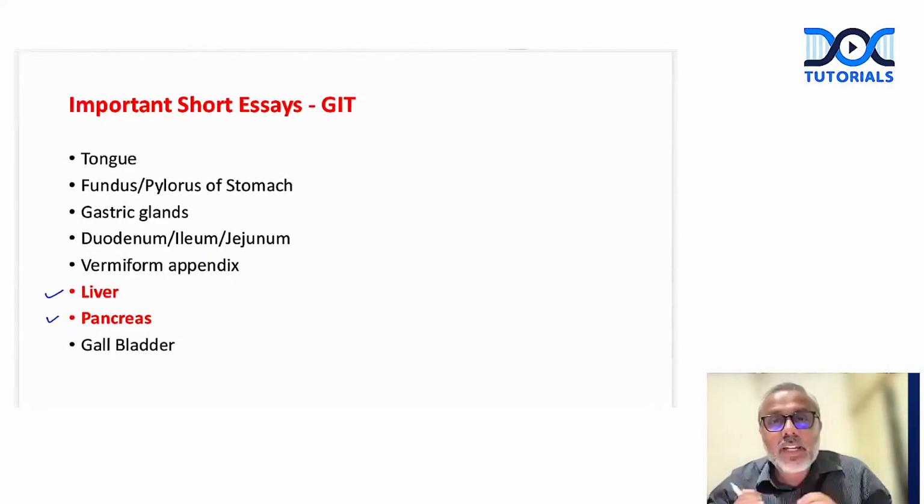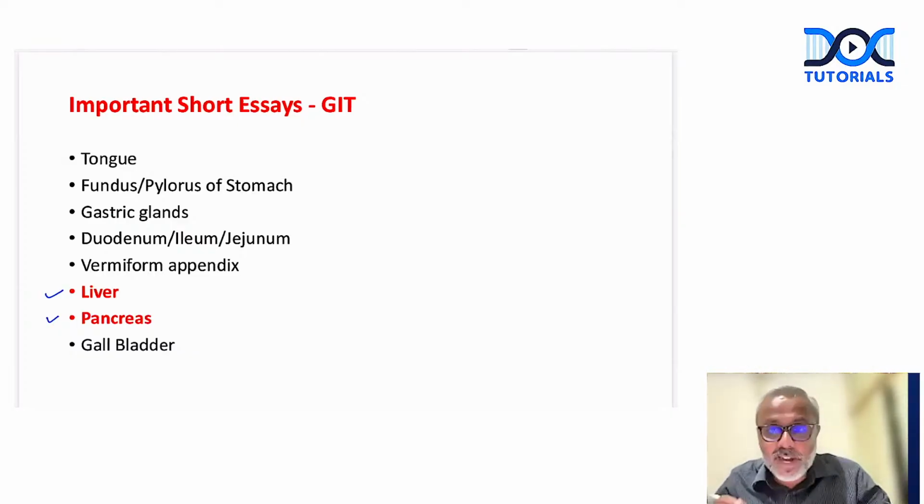So, liver and pancreas are the two topics that I would prepare every time if there is an anatomy exam. These are the two topics that you must never skip. And we will focus on how to describe the histology of liver or pancreas if asked, right?